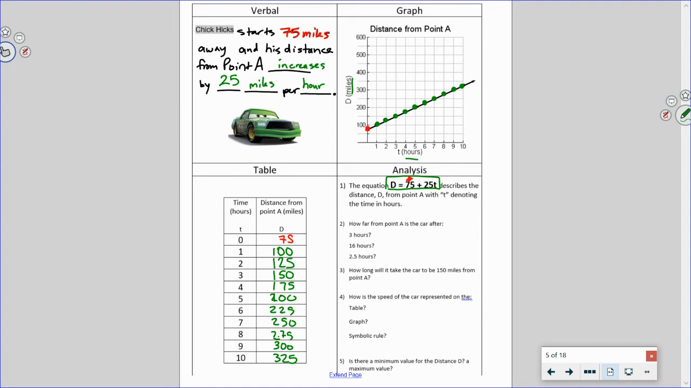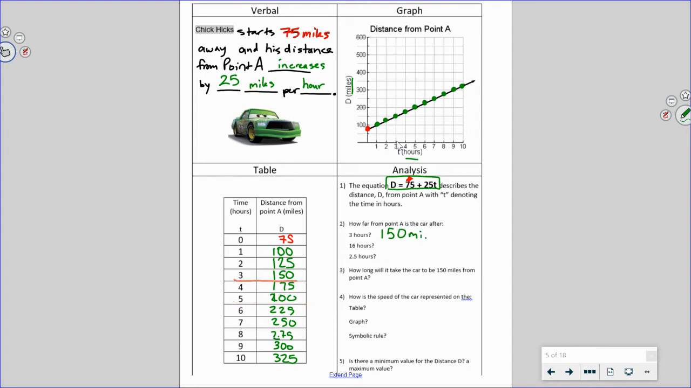Analysis: how far from point A is the car after 3 hours? So I can see it pretty clearly on the graph, 3 hours, 150. I can also see it on the table. Nope, excuse me, 3 hours, Mr. Cowan, focus. 3 hours, 150 miles. So after 3 hours, he is 150 miles away.